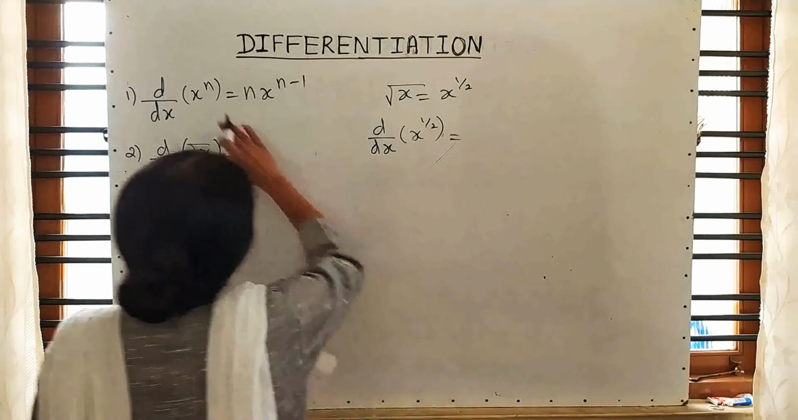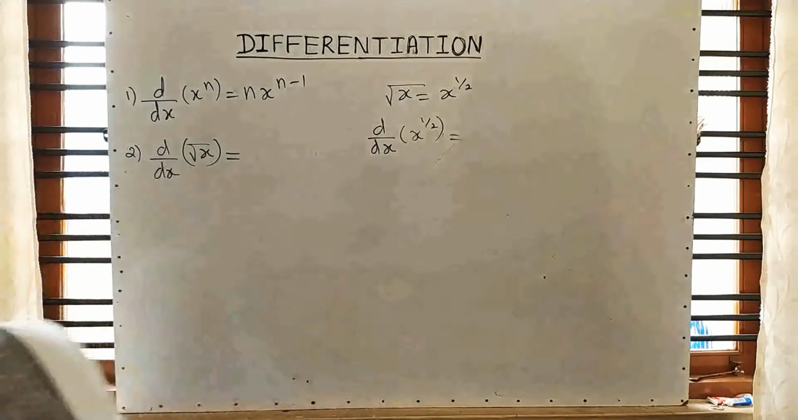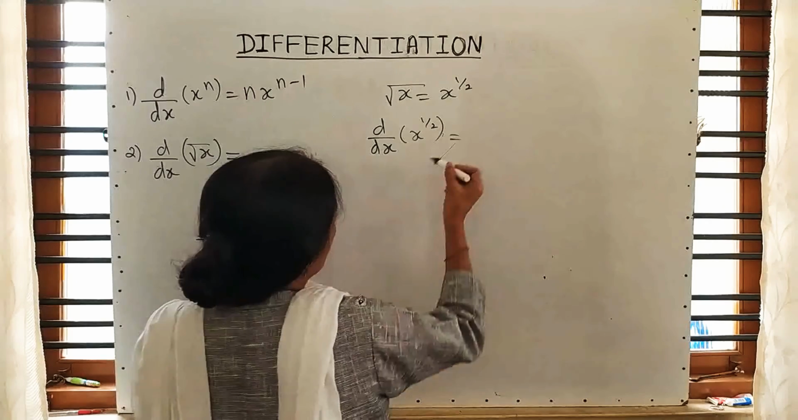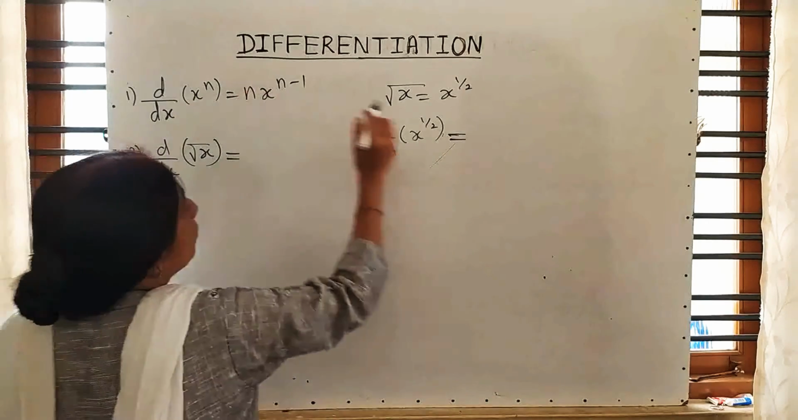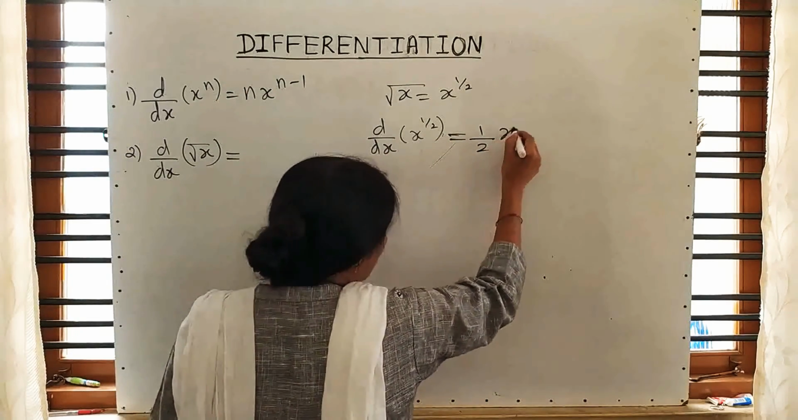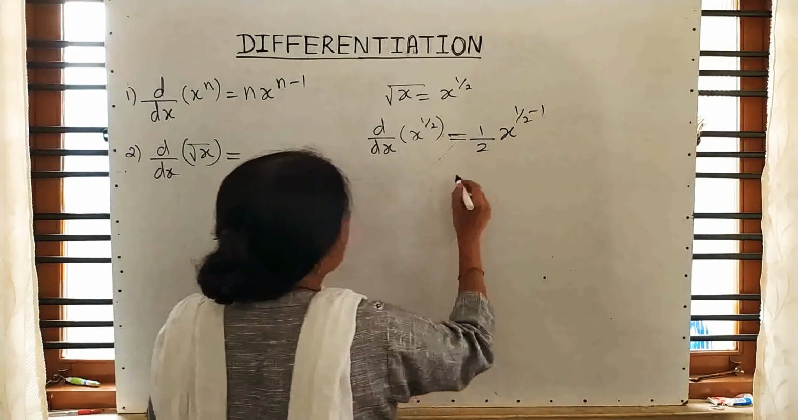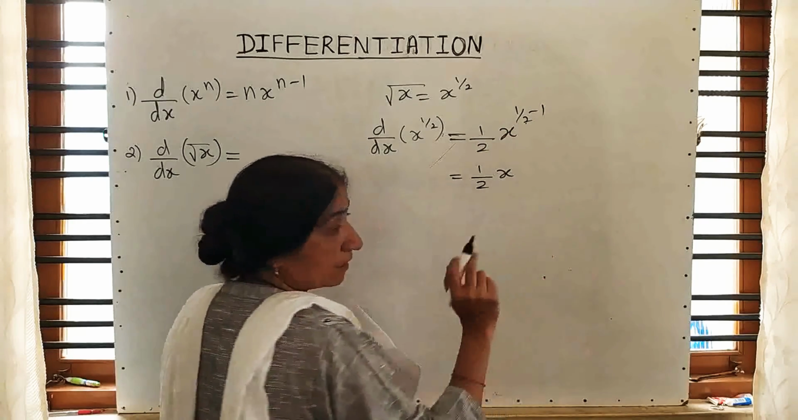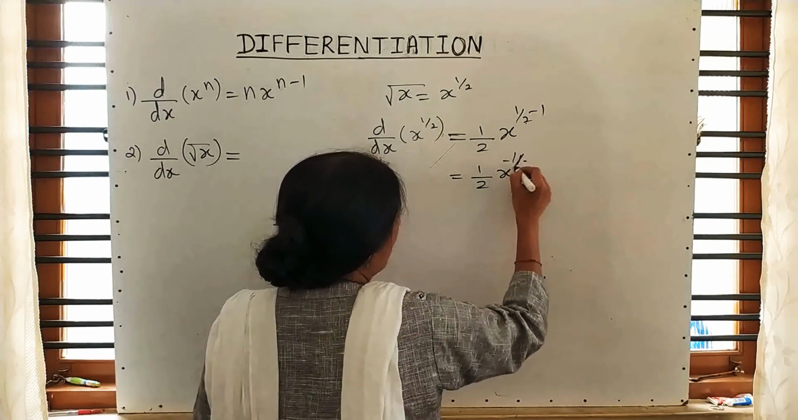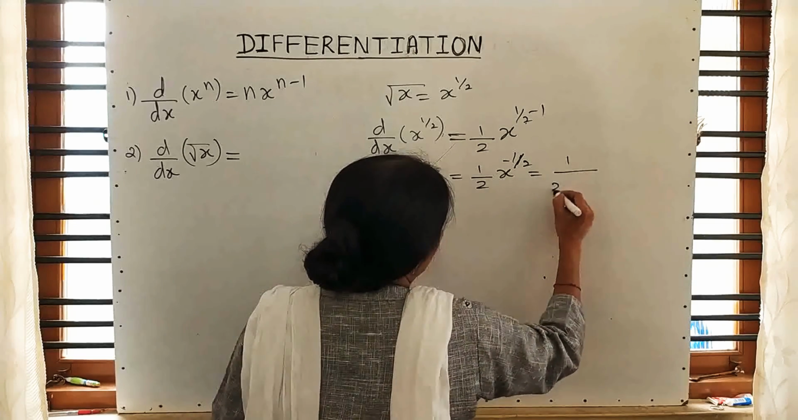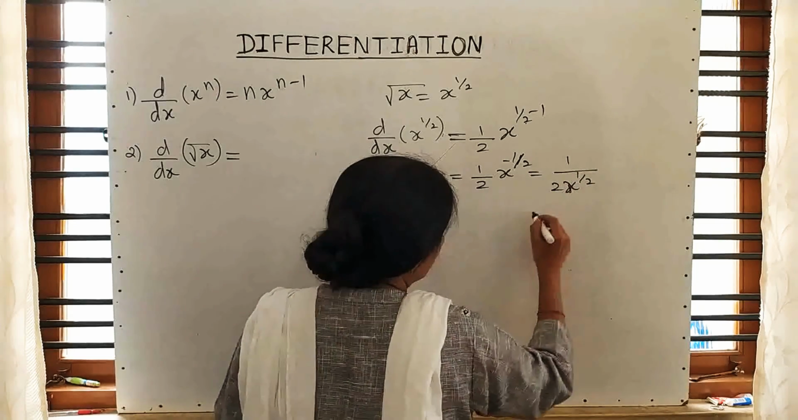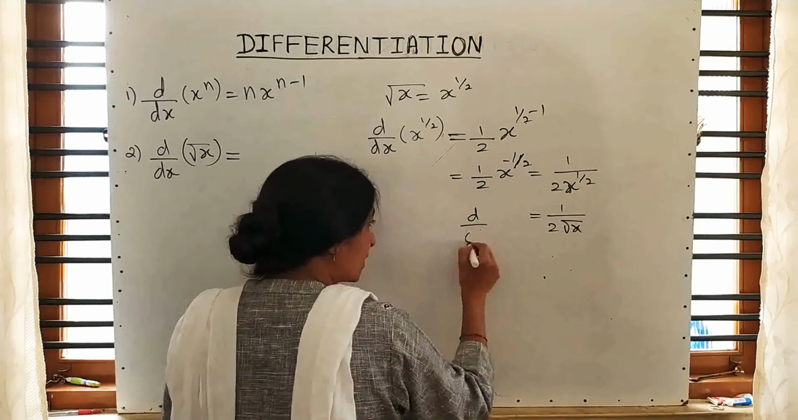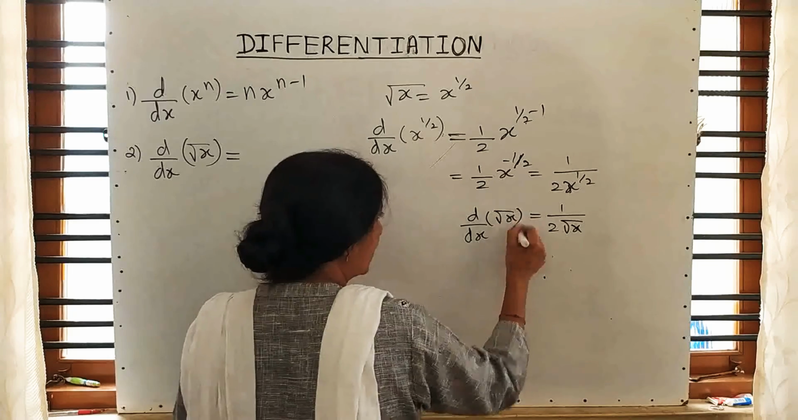Its differentiation: in the place of n we have 1 by 2. Apply that formula. N into x to the power n minus 1, that means 1 by 2 into x to the power 1 by 2 minus 1. Take the LCM and solve. This will be minus half. Correct or what? That is 1 by 2 x to the power minus half, where the minus makes it come in the denominator. That is nothing but 1 by 2 root x. That means the differentiation of root x will be 1 by 2 root x.